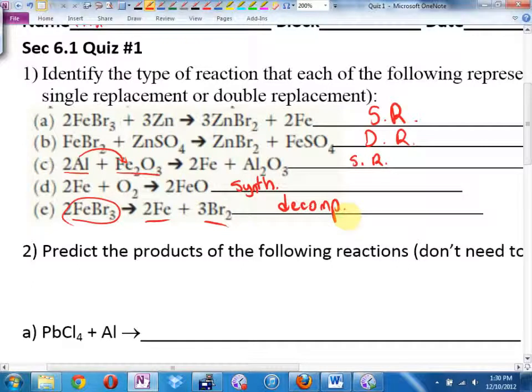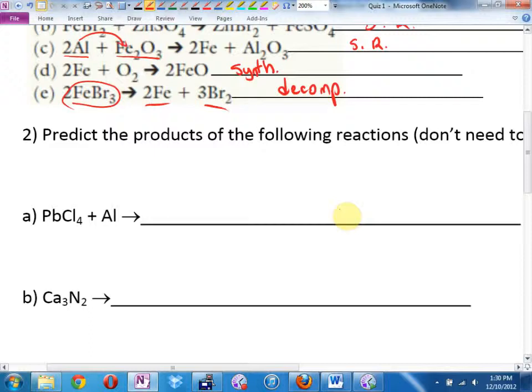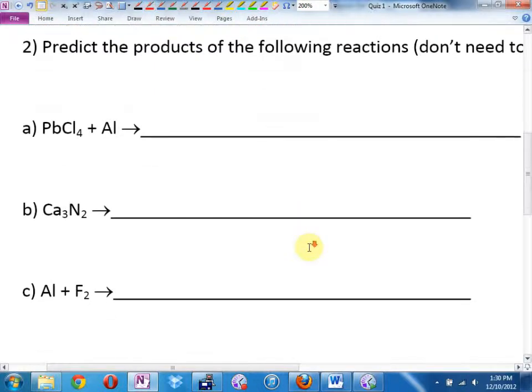Okay. I didn't put every single reaction on this quiz. The other ones we have are an acid-base neutralization and a combustion reaction. Now we're going to predict the following products. We don't need to balance, we just need to crisscross.